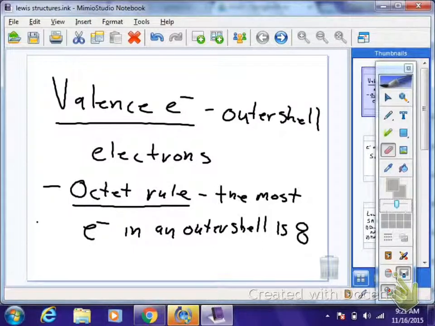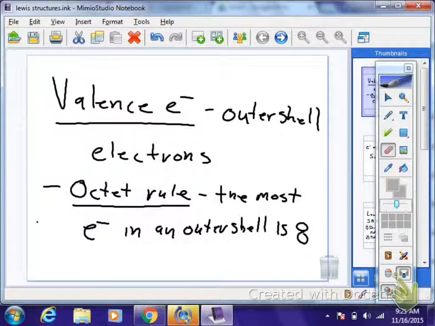The only exception is hydrogen. Hydrogen has only 2. You may know why: because it's the first shell, and the first shell can only have 2. All the rest of the nonmetals will have to gain electrons and share electrons to get 8. From the second period down, they're all going to have 8 in them.